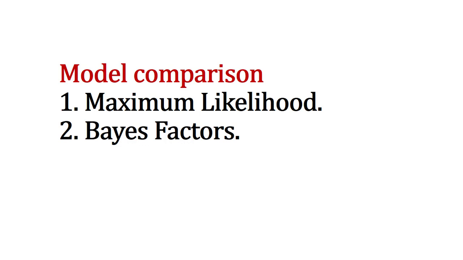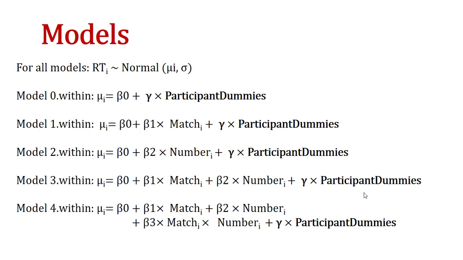Hi, we continue with the case in which two nominal variables affect one numerical variable, and we are talking about a within subjects design. We've seen the parameter estimation approaches, and now we are going to see two model comparison approaches, maximum likelihood and Bayes factors. Okay, so the maximum likelihood is done with R.